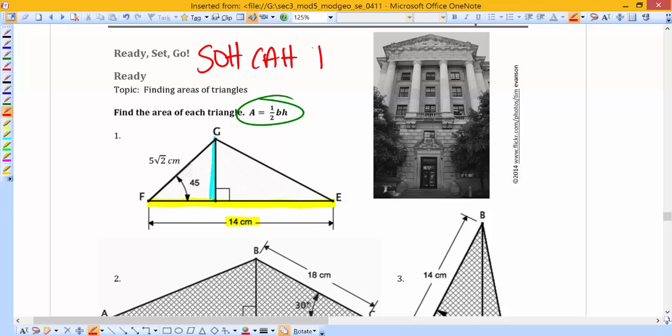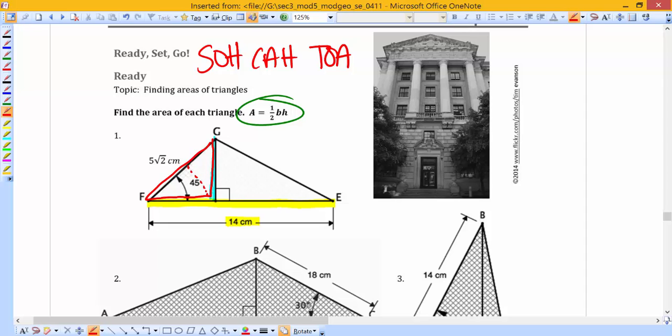So let me write this. I write it all the time, you guys, and you really need to do the same thing. So SOHCAHTOA, and you might want to do work on another piece of paper. Here's the triangle that I'm going to work with. I'm going to work with this little triangle.